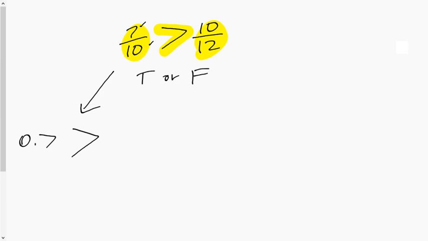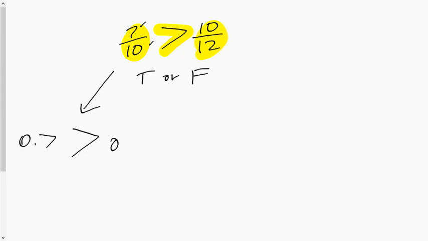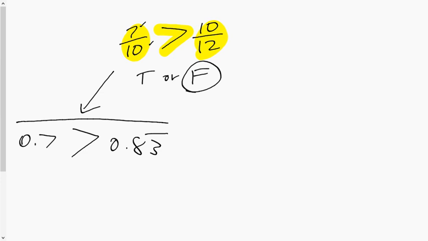If that's true, then 10/12, I could take that to a decimal by going numerator divided by denominator, and I get 0.83 repeating. And is 0.7 greater than 0.83? No. So therefore, your answer is false. And if you showed this work, you also showed why, which is important with true and false. You have to show why it's true or why it's false.